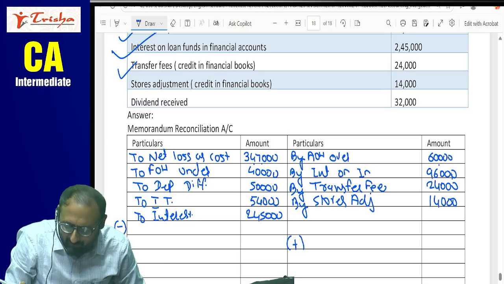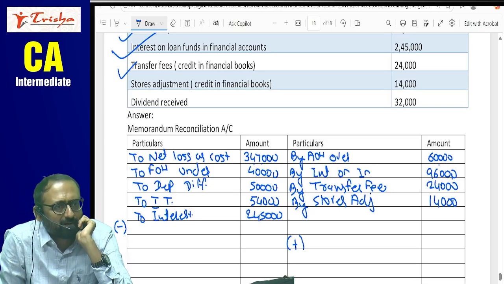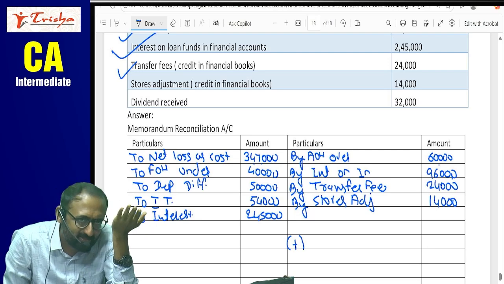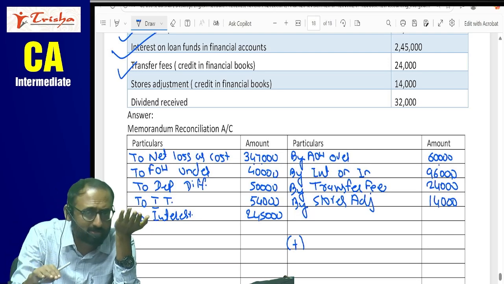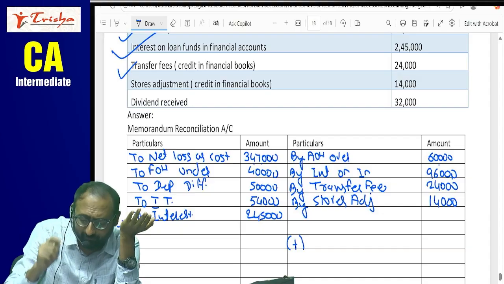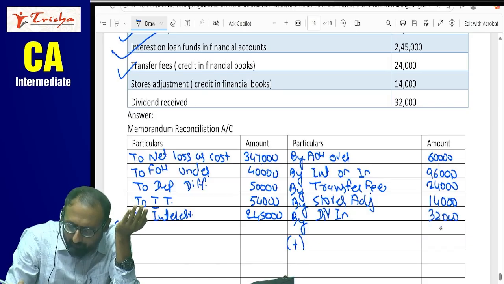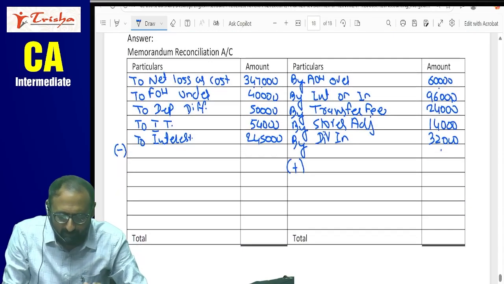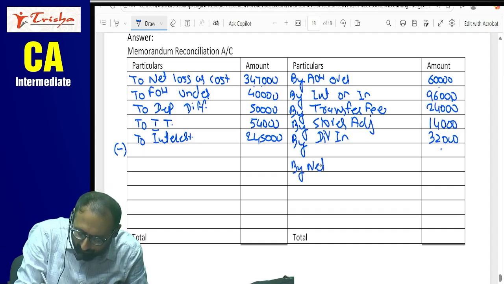Fast answer, Sirji. Dividend received. Where do you write dividend received? In costing or in finance? In finance, dividend is the income received. Dividend is the income. Profit under finance will be more. Costing will be less. From costing, you are going into the finance, you'll have to add by dividend income, 32,000.